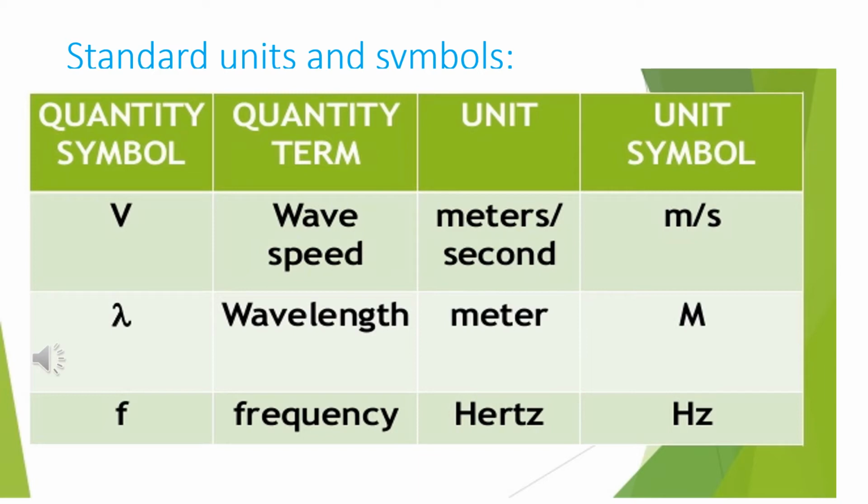We have the frequency. The quantity symbol is f. The quantity term is frequency. The unit is Hertz, and the unit symbol is Hz. So you should get used to this. When we talk about wave speed, what's the symbol? When we talk about the wavelength, when we talk about the frequency, what are their unit symbols?